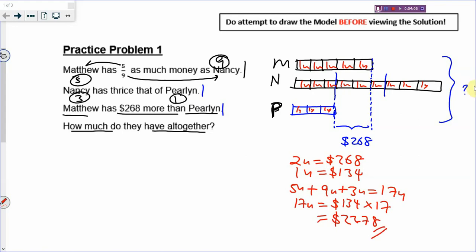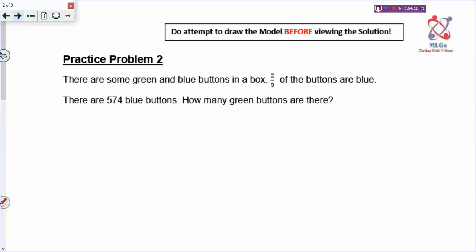Alright, so over here, what's the lesson? When you see fractions, you have to draw the arrow, arrow pointing. And if you want to cut into 3 times and you can't do that, think about whether you can cut into 3 groups. Okay, let's go to another example. Now there are some green and blue buttons in the box.